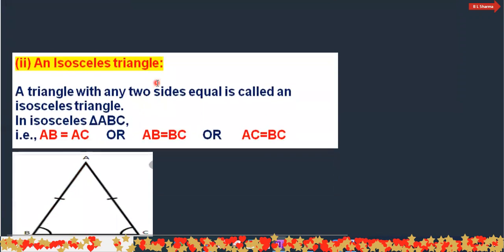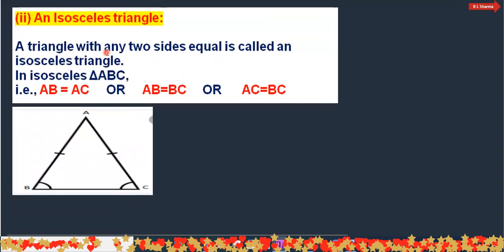And then an isosceles triangle. A triangle with any two sides equal is called an isosceles triangle. In any triangle in which any two sides are equal, say AB is equal to AC, then it is an isosceles triangle. If AB is equal to BC, then it is also an isosceles triangle. AC is equal to BC means if these two sides AC and BC are equal, then this triangle is also called an isosceles triangle.